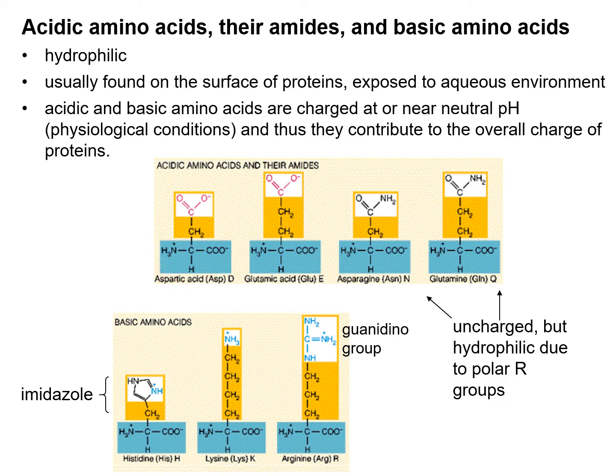So aspartic acid and glutamic acid are the acidic amino acids, and asparagine and glutamine are the amides of the acidic amino acids. They're basically uncharged, but they are hydrophilic due to their polar side chains. And these are the basic amino acids: histidine, lysine, and arginine.